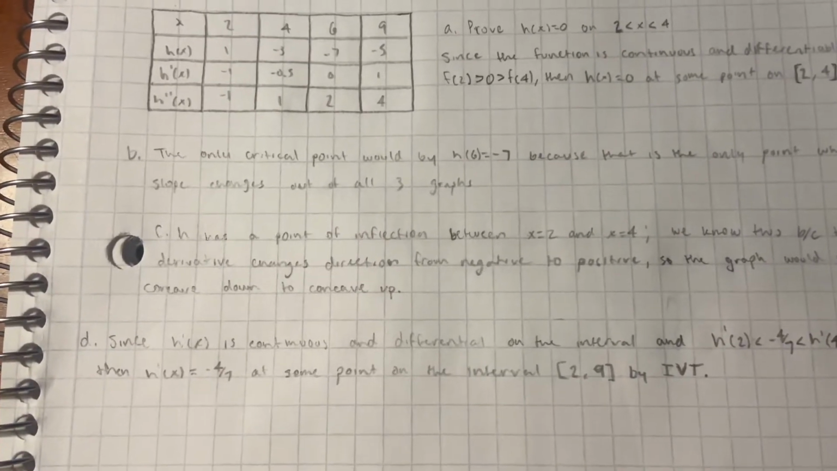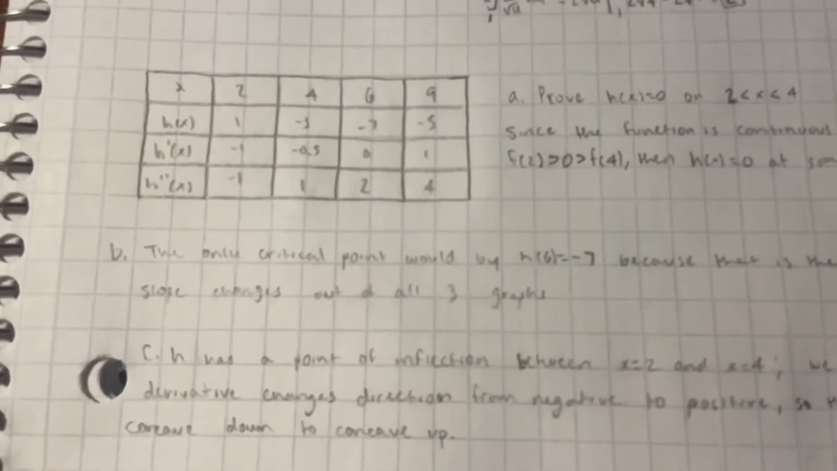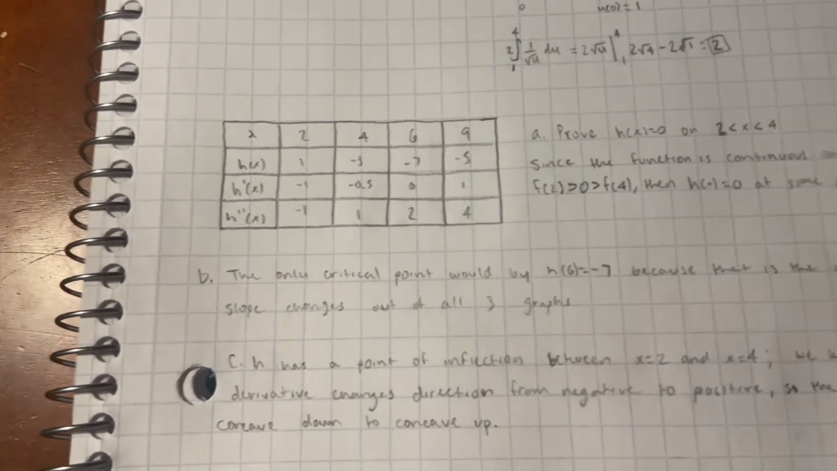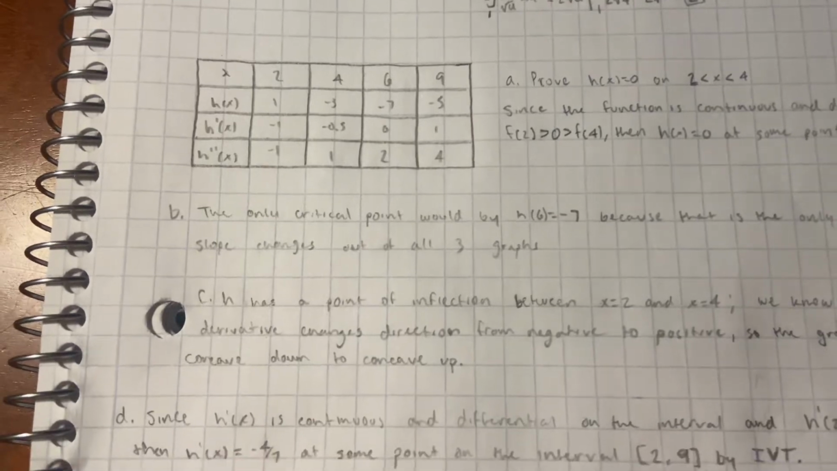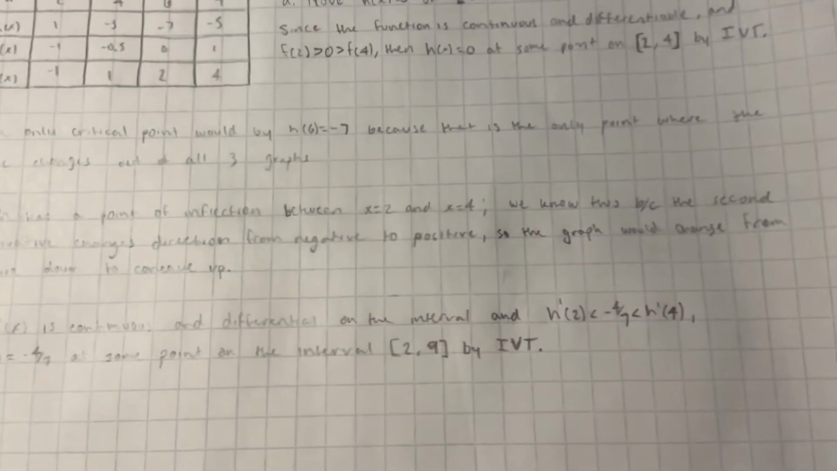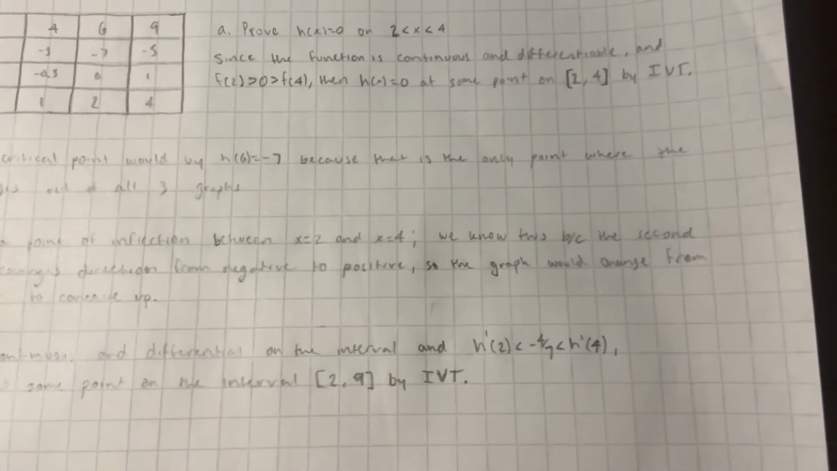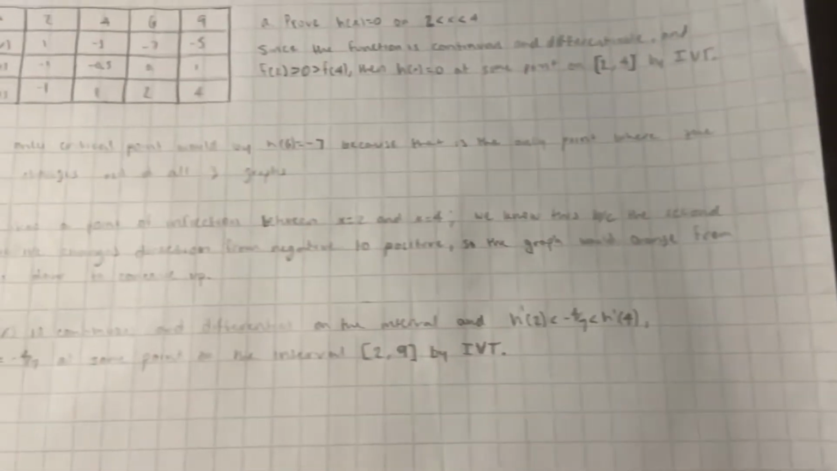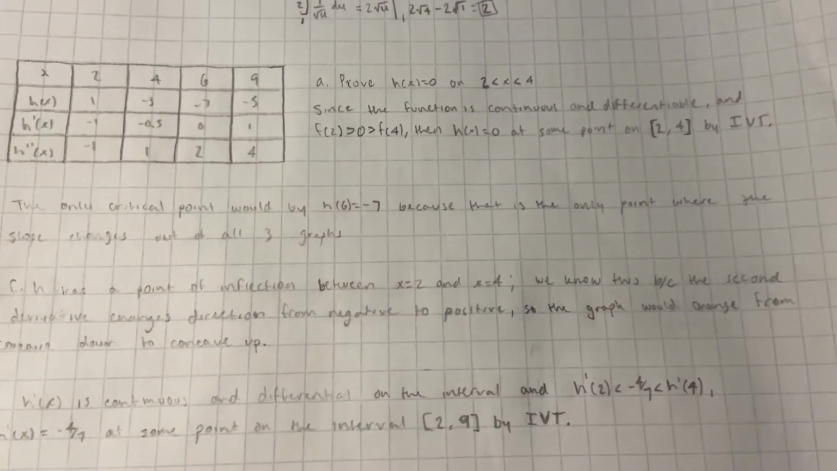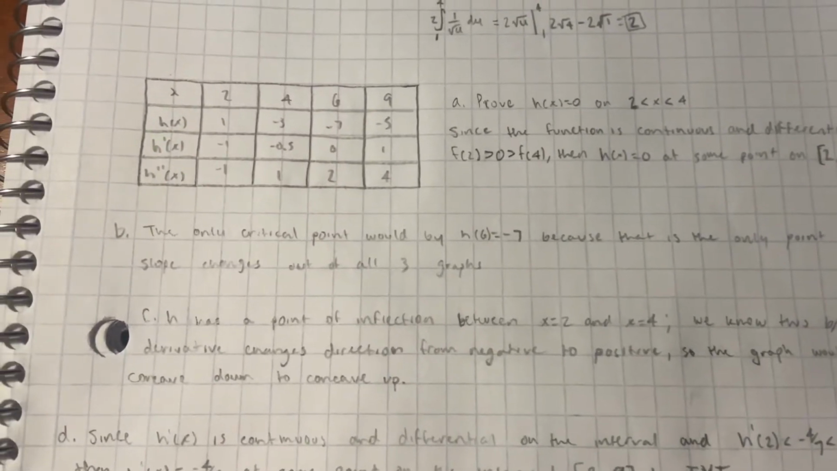C is asking us to determine if h has a point of inflection on one of the given subintervals. So we know that points of inflection are based off of the second derivative. We could say that h has a point of inflection between x equals 2 and x equals 4. We know this because the second derivative changes direction right here from negative to positive. So the graph would change from concave down to concave up.